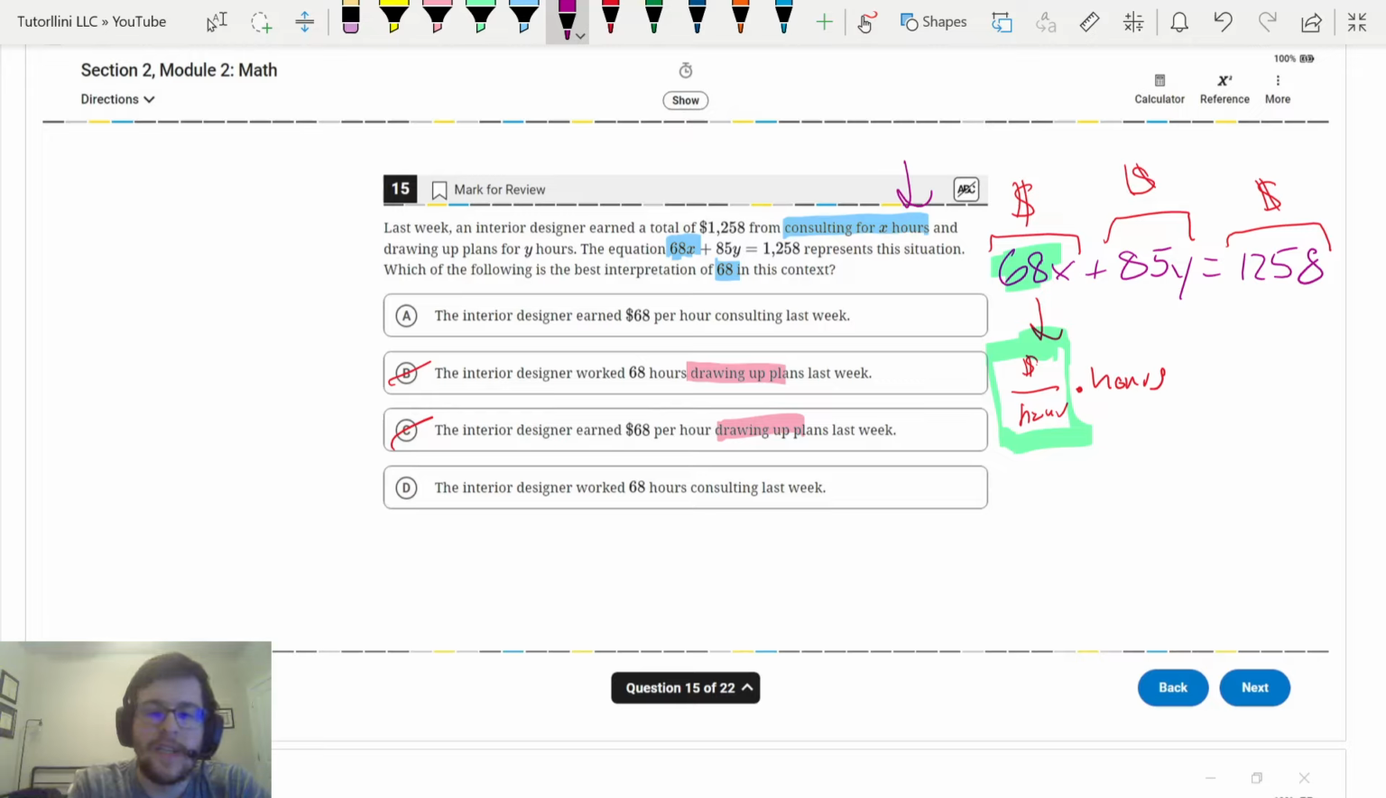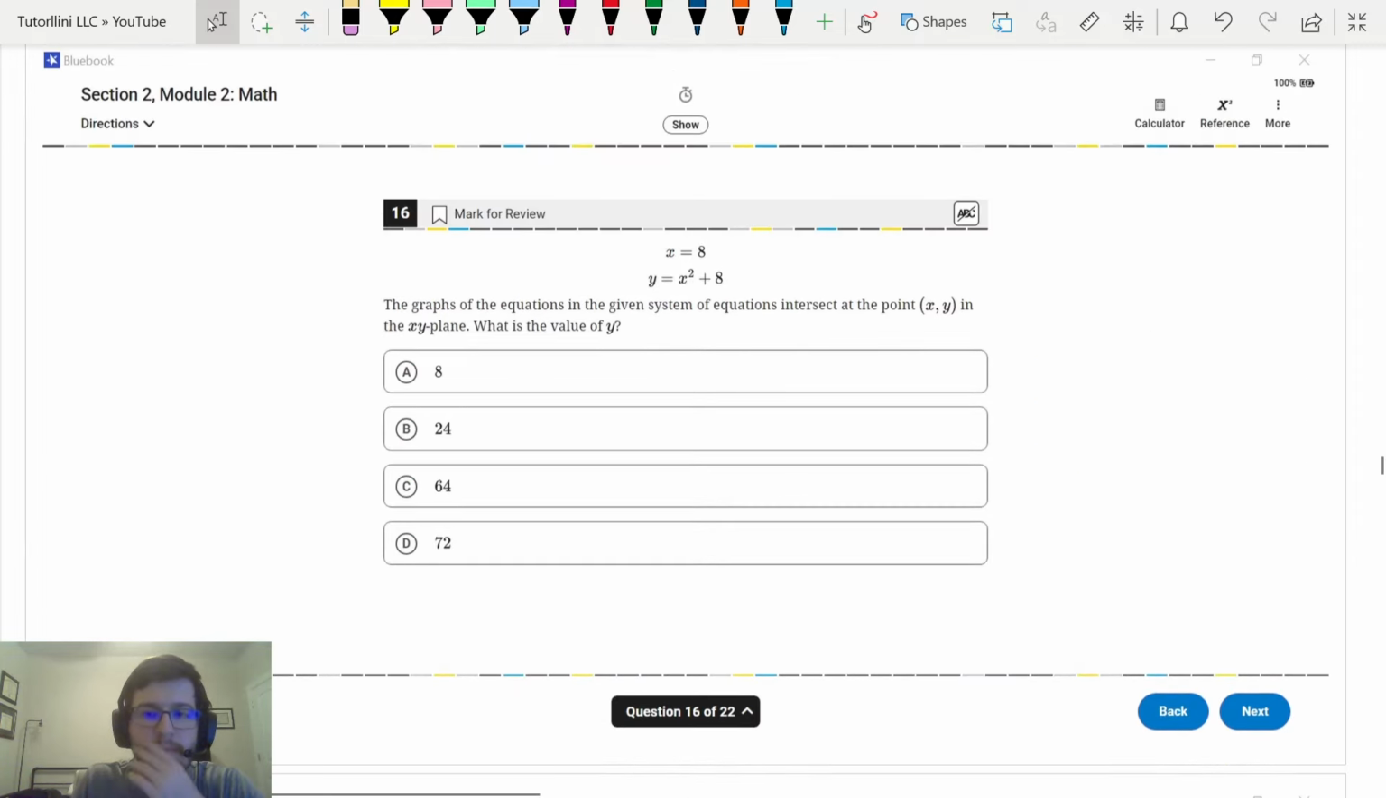And you see it says here 68 hours, so that's the wrong unit. There's no way that can be right. So it must be A. Let's check it. $68 per hour, which is what we got. Dollars divided by hour, or per hour. Remember, per means division. Great. So 15 is A. All right, let's keep going.